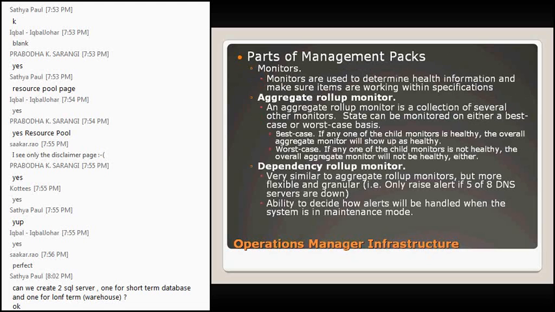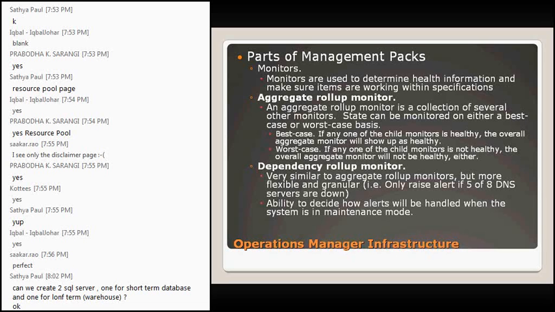And the other part is basically the monitors. What do you mean by monitors? Monitors are used when you want to determine the health of a particular monitored computer or a monitored device. There are a few things which you should understand. There are two types of monitor: an aggregate roll-up monitor, and another one, the dependency roll-up monitor. What do you mean by an aggregate roll-up monitor?